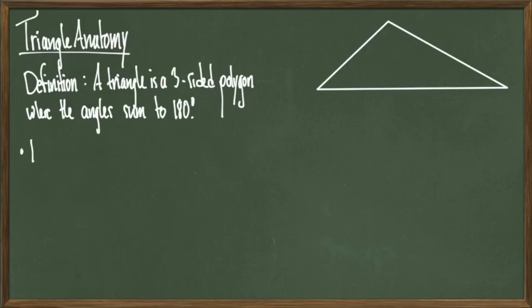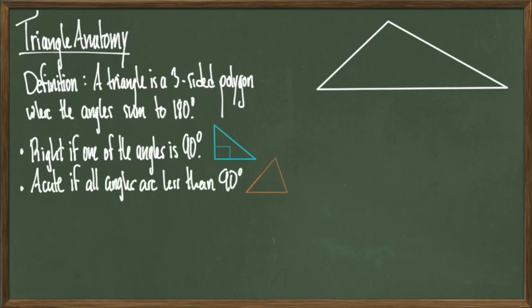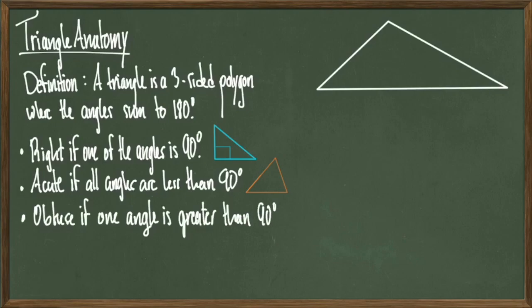One type of triangle is called a right triangle. We say a triangle is a right triangle if one of the angles is equal to 90 degrees. We say a triangle is an acute triangle if every angle is strictly less than 90 degrees, which might look something like this. We say a triangle is an obtuse triangle if one of the angles is greater than 90 degrees. So the triangle at the top right-hand corner of the screen is an obtuse triangle because the top angle is well over 90 degrees. So generally, obtuse triangles are short and wide.